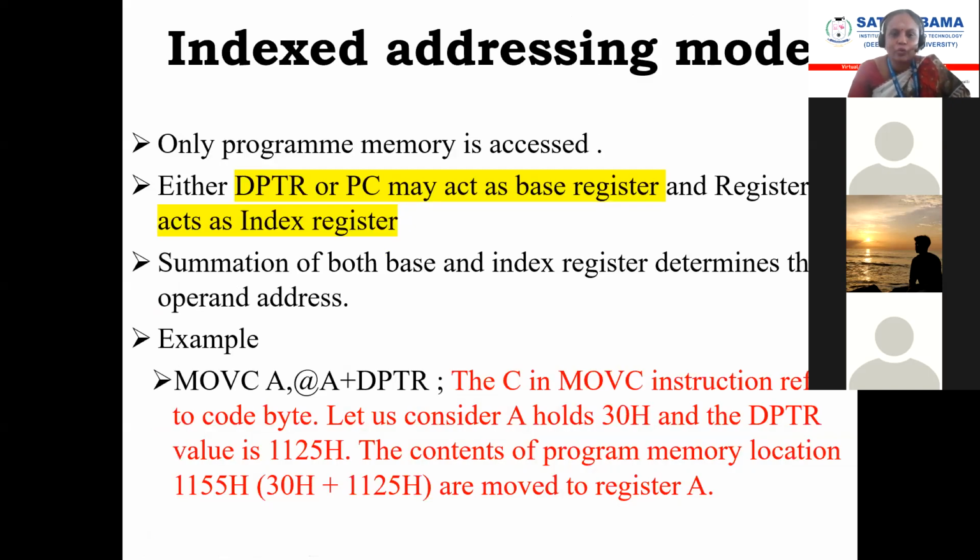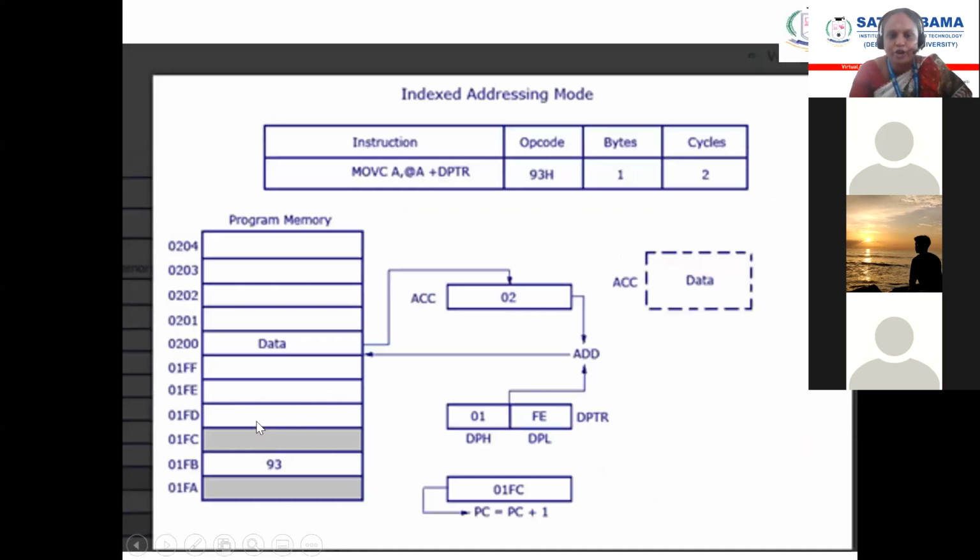The next one is the indexed addressing mode. Here we say C. Indexed addressing mode. C is nothing but code memory. I will explain with an example. MOVC A, @A+DPTR. I think plus means what? It always performs an addition.